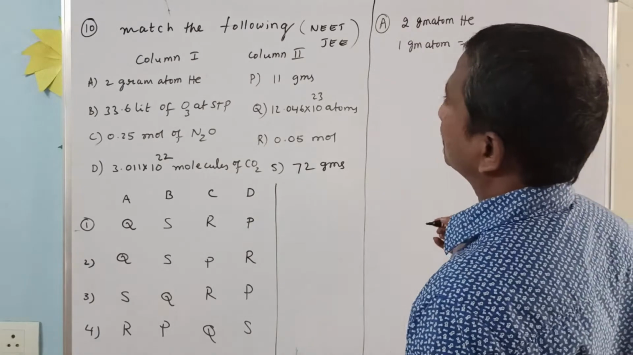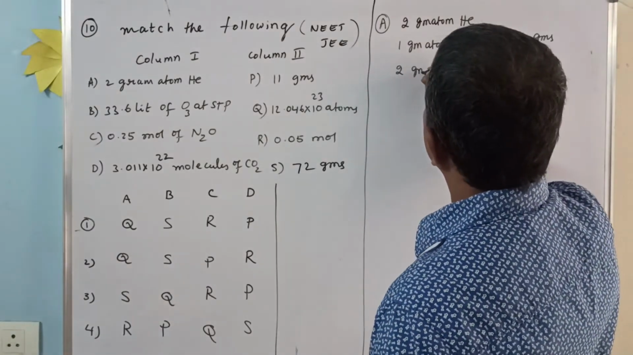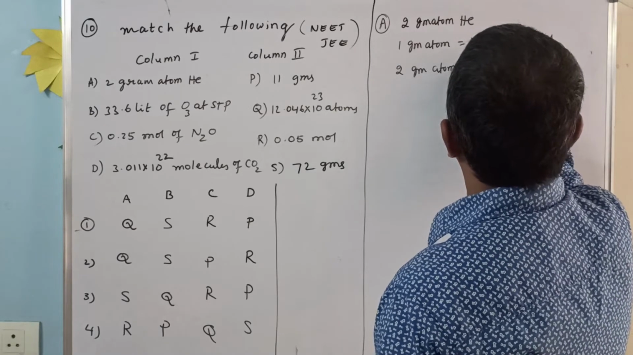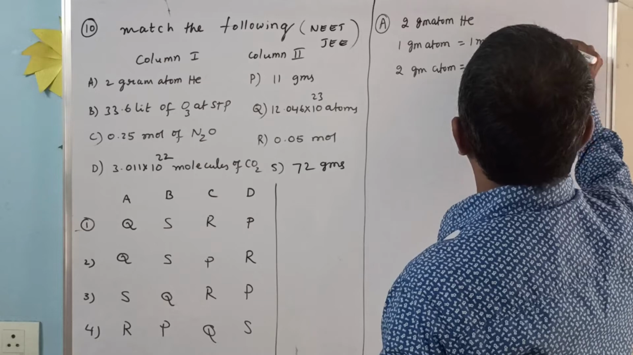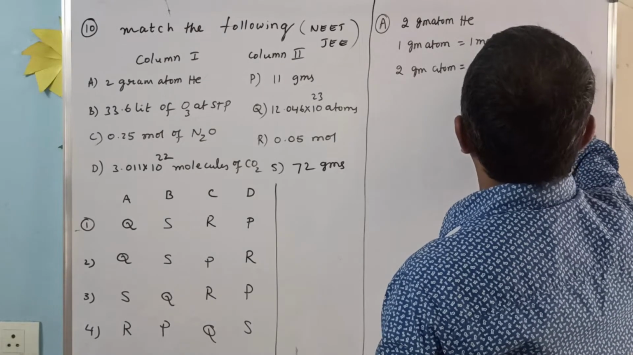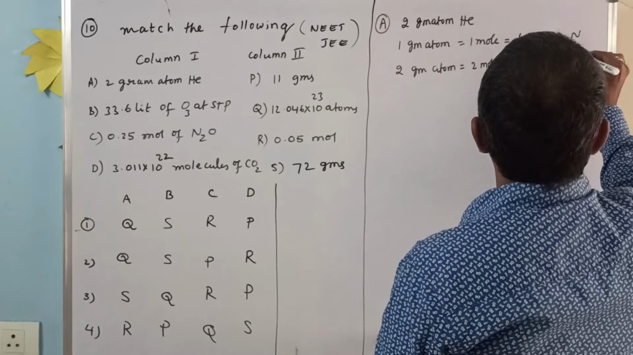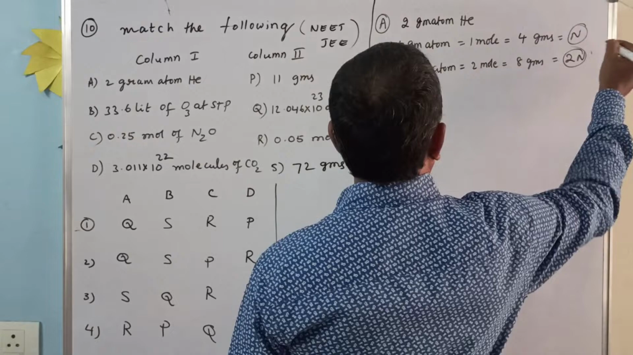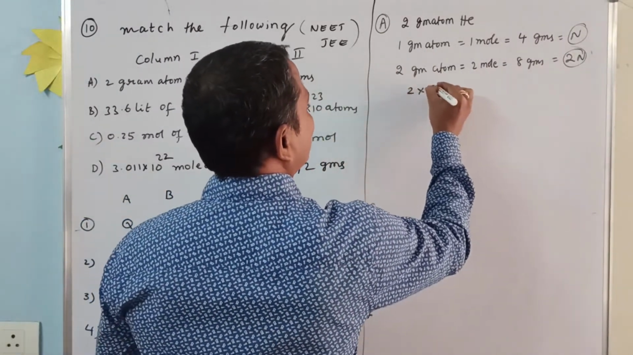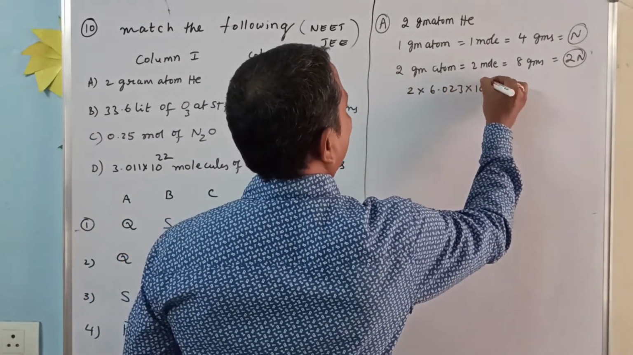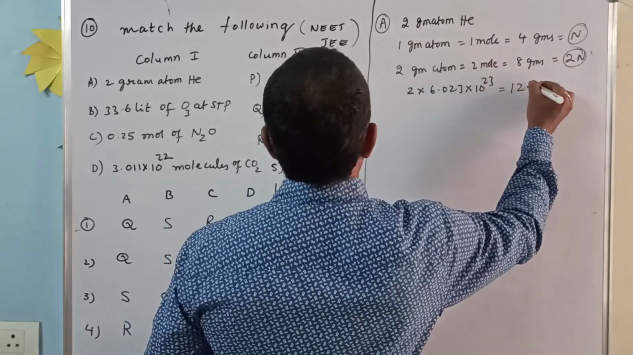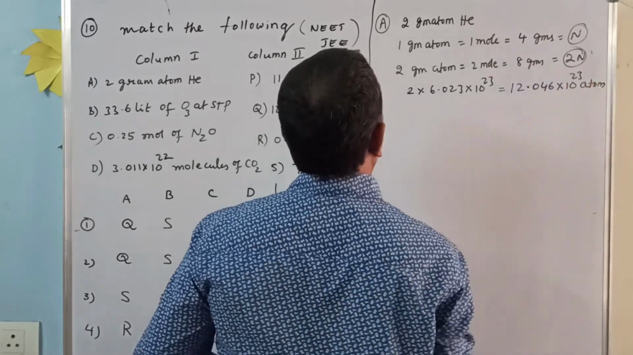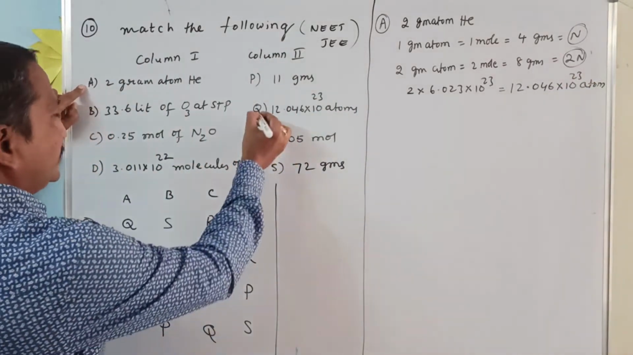Helium 4 grams. So 2 gram atom is equal to 2 mole, that is equal to 4 grams, that is equal to 8 grams. This is equal to n, this is equal to 2n. Atoms here: 2n means 2 into 6.023 into 10 power 23, that is equal to 12.046 into 10 power 23 atoms. Clear? So for A, correct is Q.